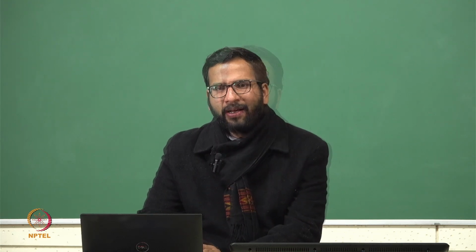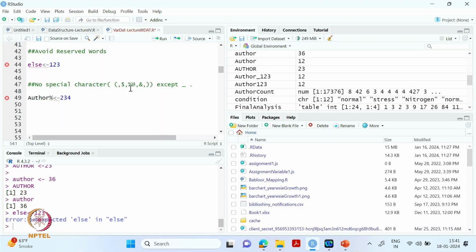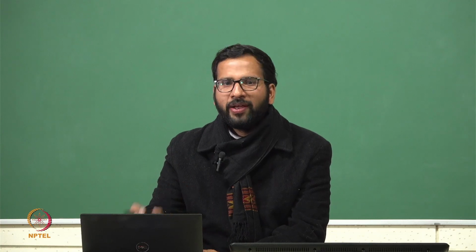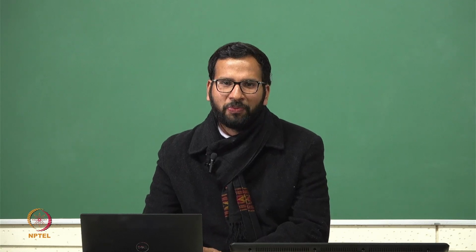Then the last guideline which you have to remember is that an object name cannot have any special character like dollar, ampersand sign and all those things. If you do it like this with author, it will show an error that something is missing, and if I run this, it is showing that something is wrong with this particular command. So these are some of the guidelines which you have to remember whenever you are creating any object in R. I hope you have understood what an object is.